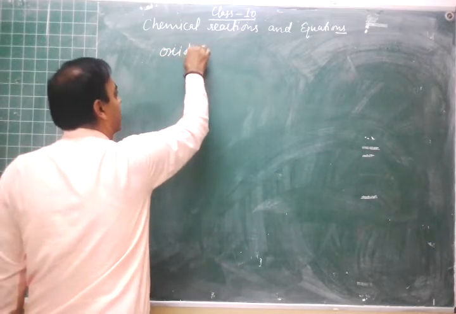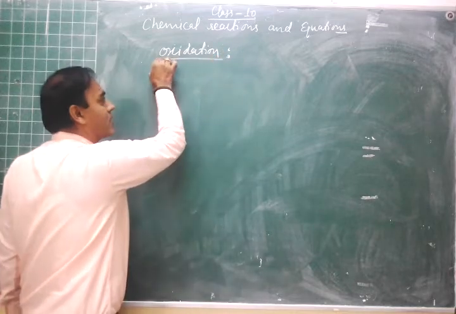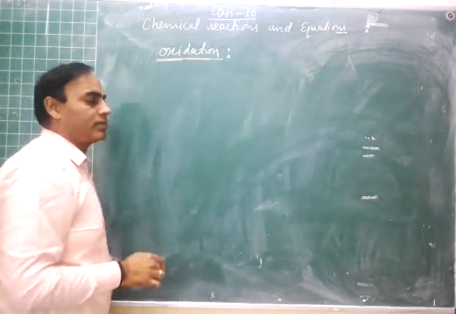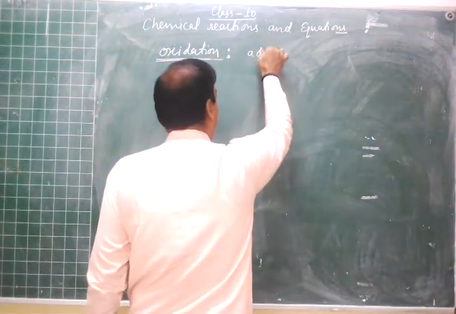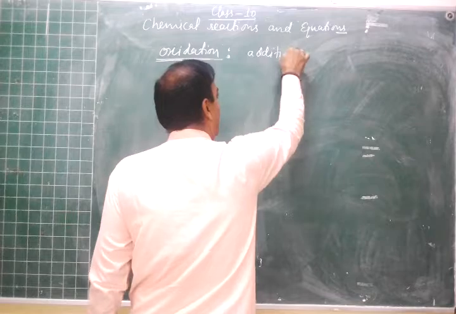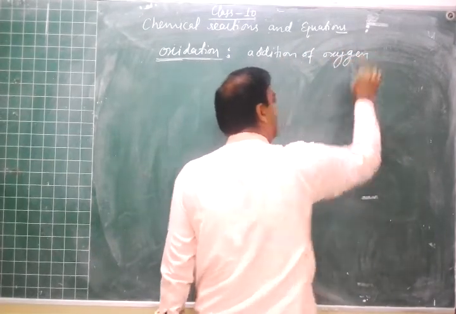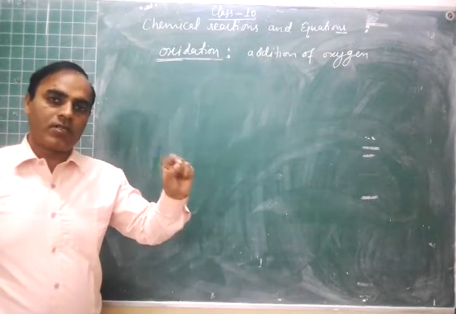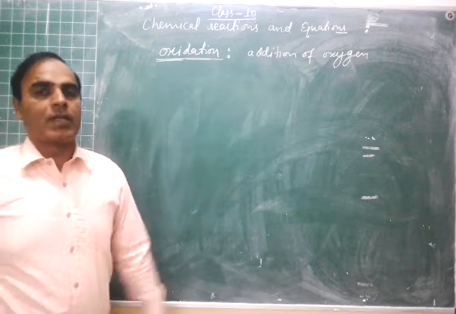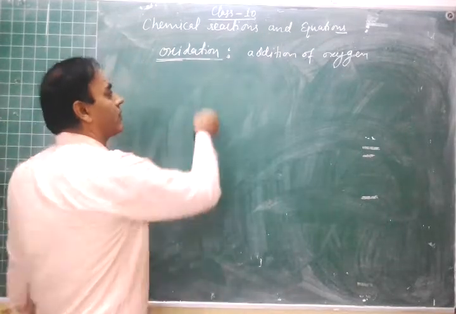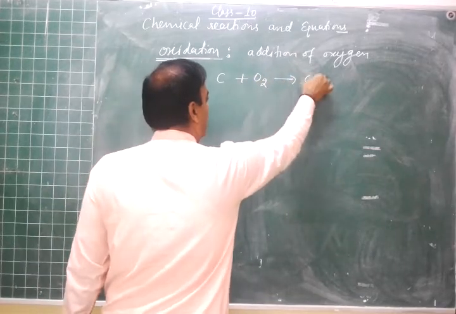Now what is oxidation? It is clear from its name, that is oxy-addition. It is addition of oxygen. Right? So you have to write a complete sentence: the process which involves addition of oxygen is known as oxidation. Right? For example, carbon plus oxygen gives carbon dioxide.